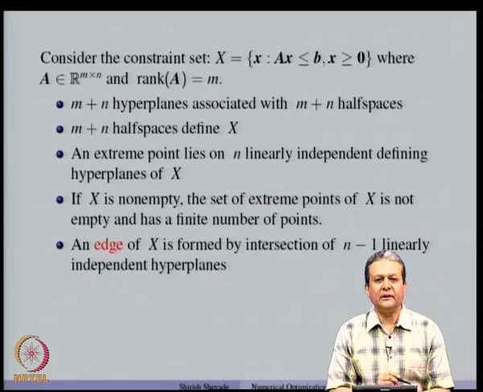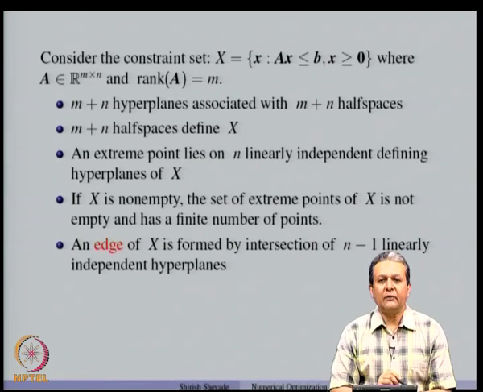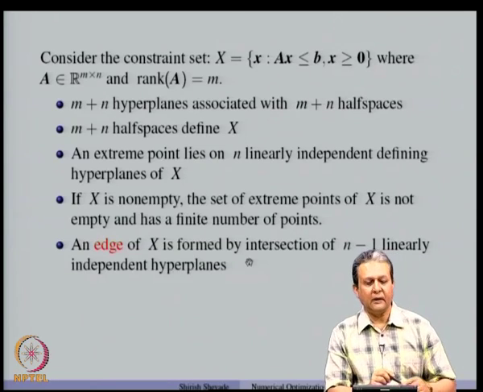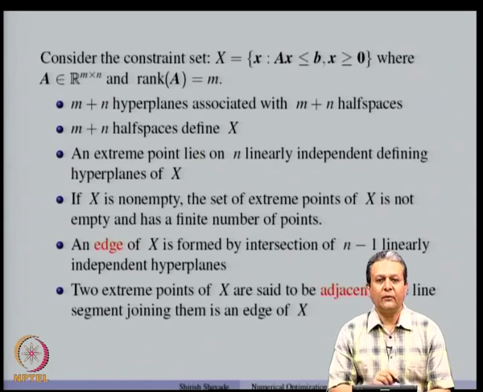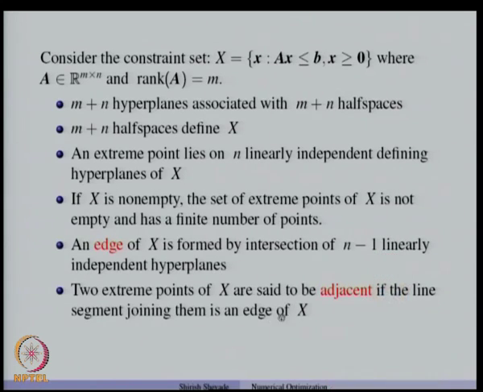Now, let us define an edge of the set X. As we saw in the previous case, on the line segment joining the two vertices, the number of constraints which were active was n minus 1. So, an edge is formed by the intersection of n minus 1 linearly independent hyperplanes, and two extreme points of X are said to be adjacent if the line segment joining them is an edge of X.